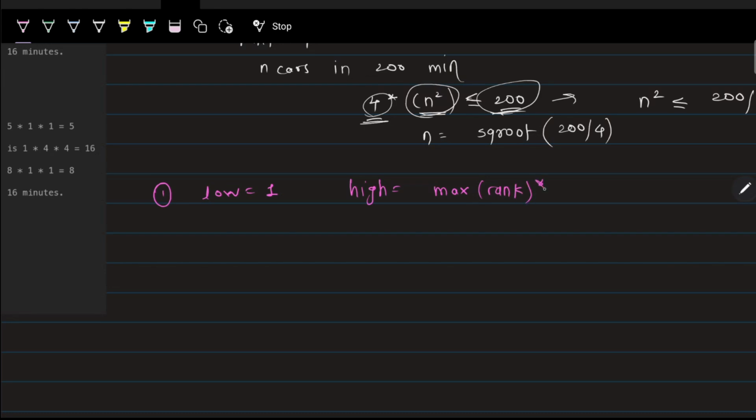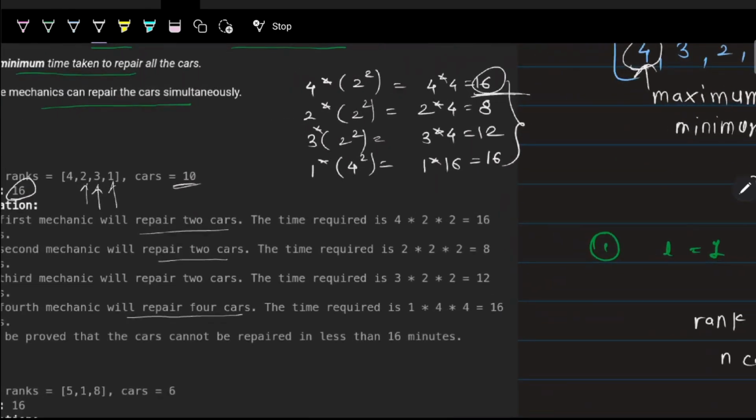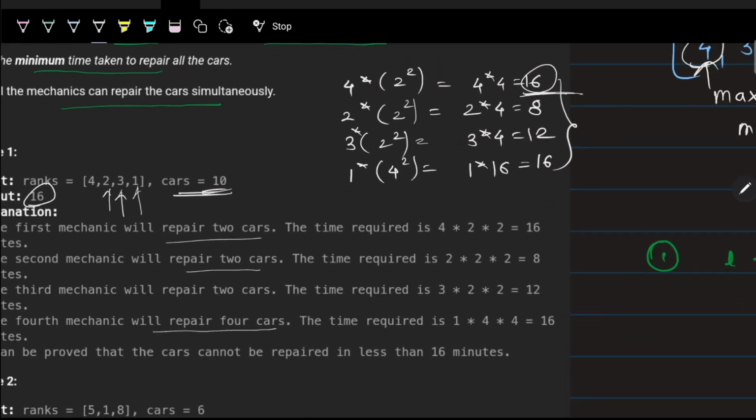What is my high? High is nothing but max of rank, correct, times cars squared. So in the given problem, low is equal to 1, and my high would be max of rank, which is 4, and cars is given as 10, so 10 squared is 100, so that will be 400, right? This is what is given to us in the first example. Cars is 10.